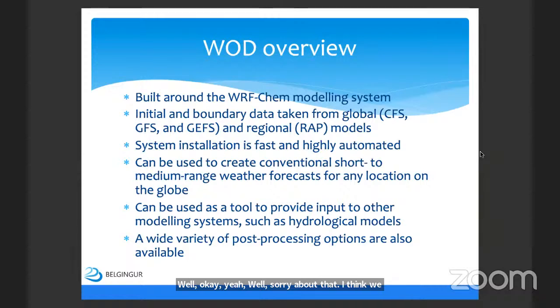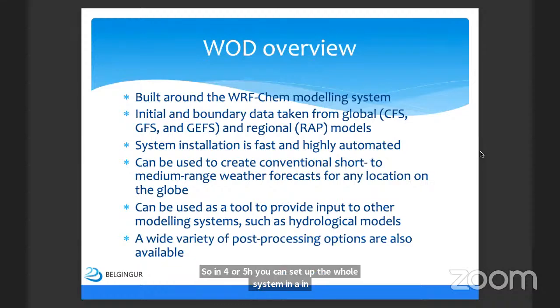So yeah, built around the Dwarf Chem model. As I mentioned earlier, for the initial data we can use most or all of the global models from NOAA, so the CFS, GFS, and all the global ensemble members as well, and also the regional RAP model, the coarse outer domain of the RAP model. The code is stored in GitHub, and installation takes typically less than half a day. So in 4 or 5 hours, you can set up the whole system in a new cluster.